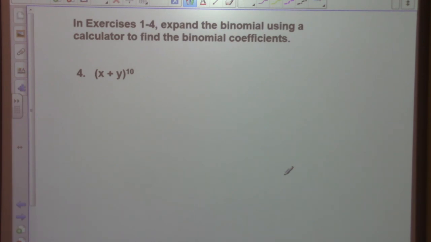Okay. And then when you get to 5 through 8, it says use Pascal's triangle. You can use your calculator for 5 through 8. Don't worry about using Pascal's triangle. I mean, you could use it if you wanted to, right? You know how to do that, right?